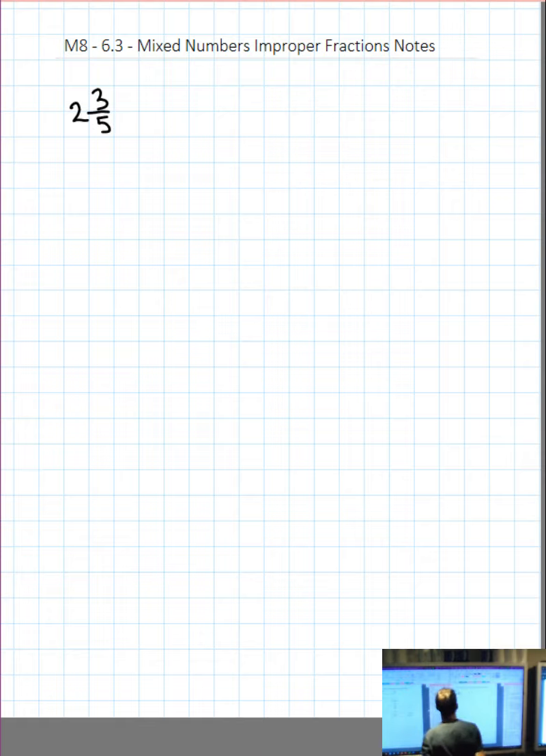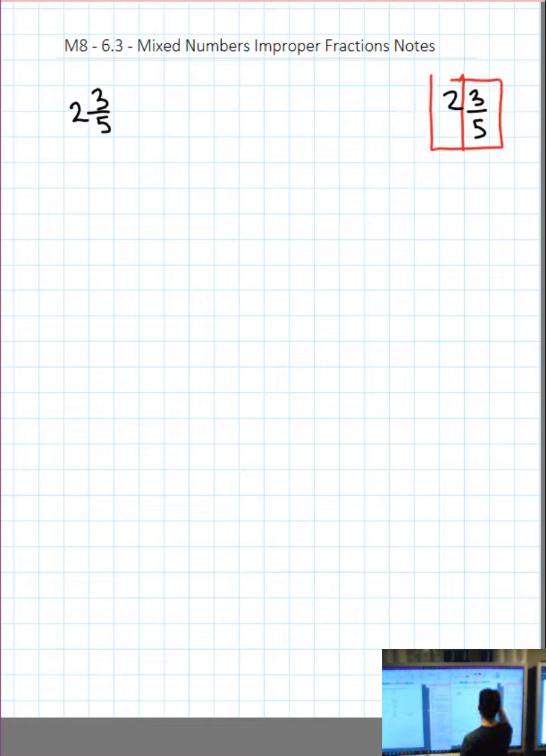Now, this can be written in so many different ways. Way off to the right, I'm going to say 2 and 3/5. That's fair. The 2 is not attached to the 3. It's completely separate. So you can either put the 2 on the top or in the middle, but not on the bottom. Again, I'm going to box that stuff off to the right. So we have 2 and 3/5.